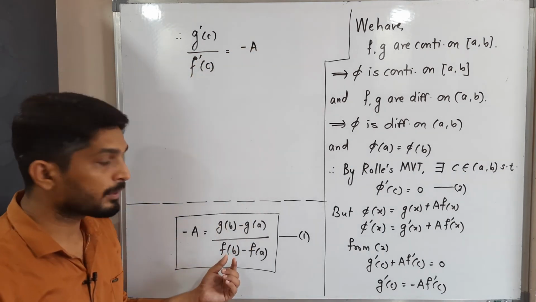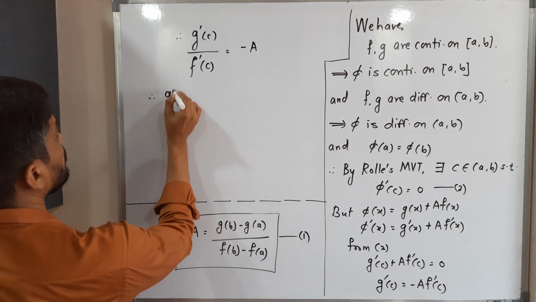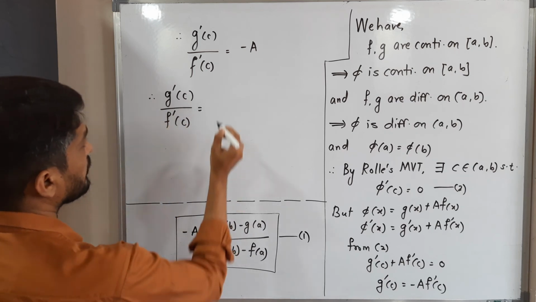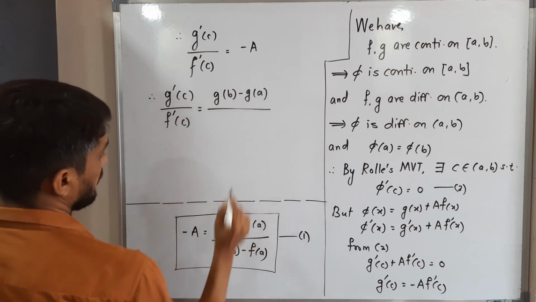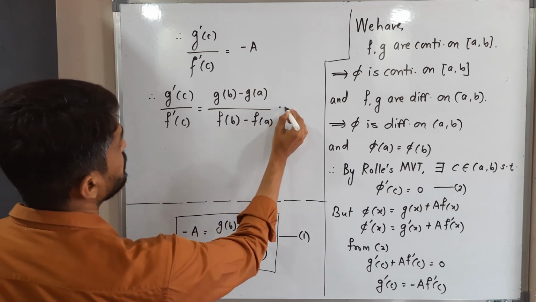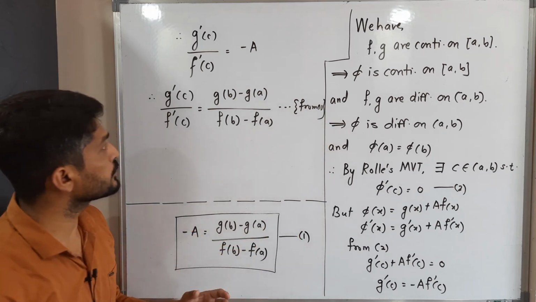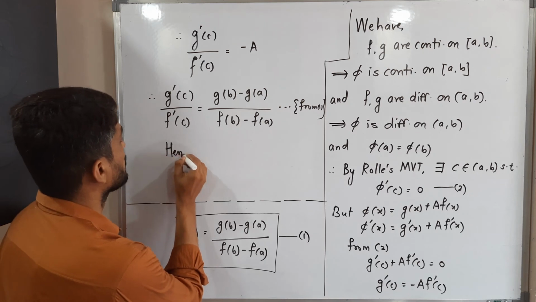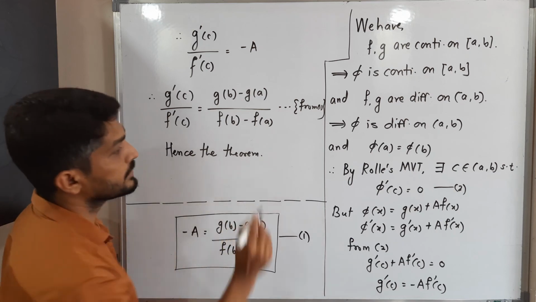But see, equation number 1 gives the value of minus A, so let me put it here. So therefore, g dash of c upon f dash of c, my value of minus A is g of b minus g of a divided by f of b minus f of a. Let me mention here from 1. Okay, from 1. Yes, in this way we proved same thing we want, right? So hence the theorem. Let me mention hence the theorem. That's it. In this way we proved this theorem.